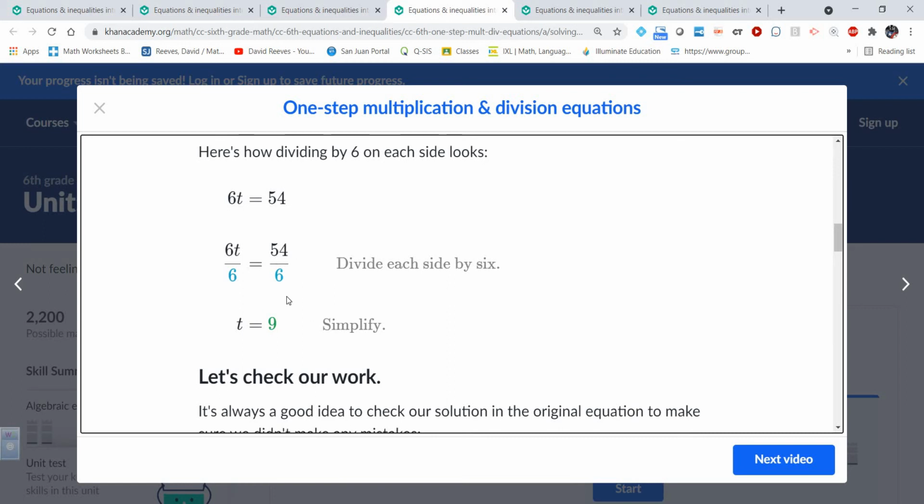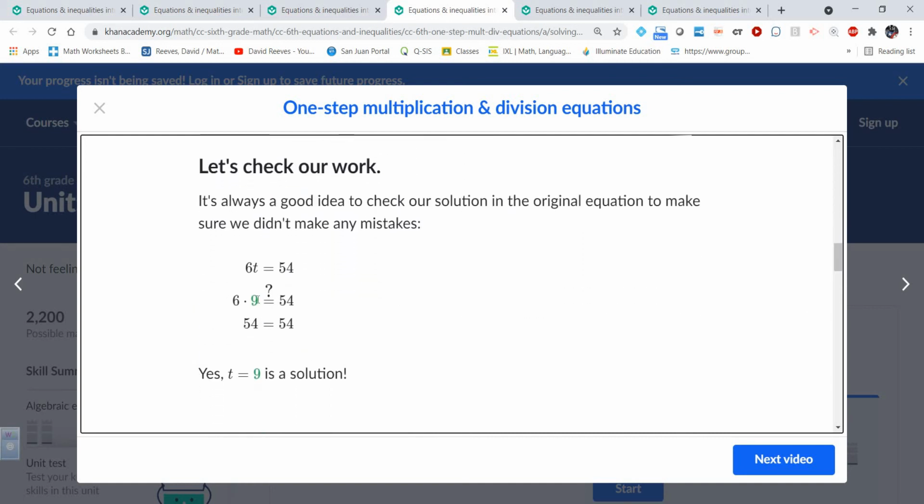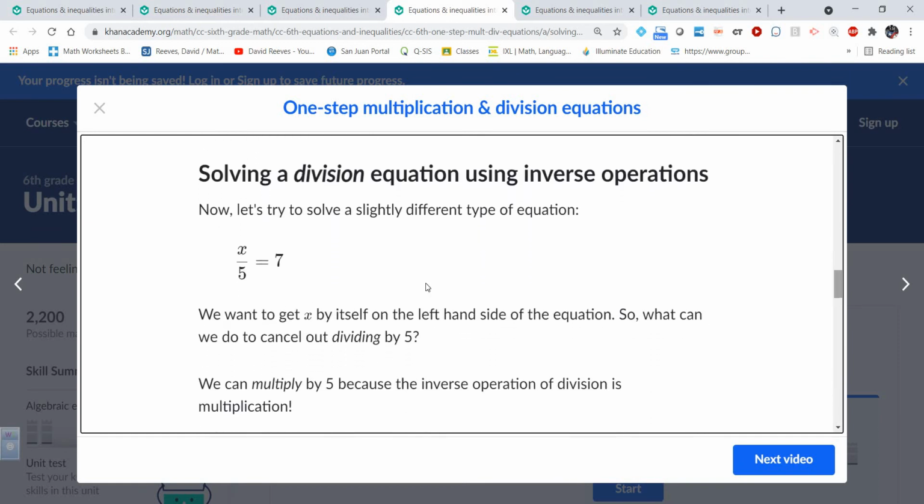And what is 54 divided by 6? It's 9. And of course we check our work. 6 times 9 is 54. So t equals 9 is the solution. All right, what about a division one?